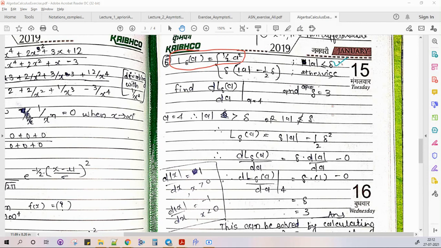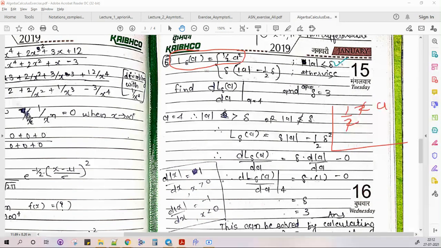Then what would be the case? Let's solve it. The differentiation of this loss function with respect to a would be half. And what is the differentiation of a square? 2a. Then the answer would be a. So the answer would be 3 or 2, whatever the value you have.